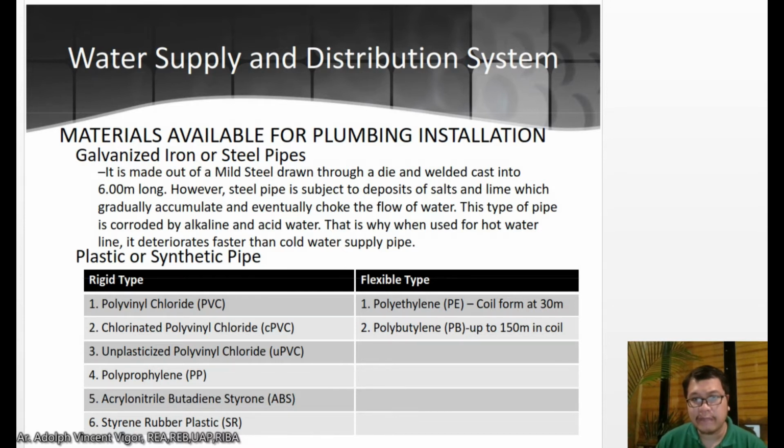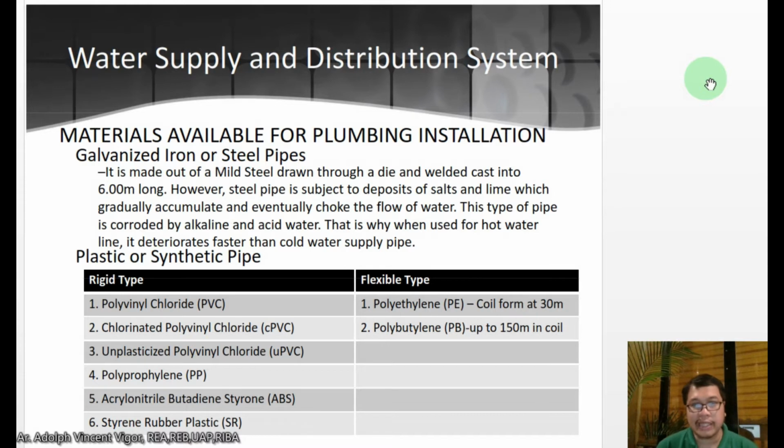However, steel pipe is subject to deposits of salts and slime, which gradually accumulate and eventually choke the flow of water. Okay, so that's the drawback. So it is subjected to deposits of salt and slime. And then this type of pipe is corroded by alkaline and acid water. That is why when used for hot water line, it deteriorates faster than the cold water supply pipe.